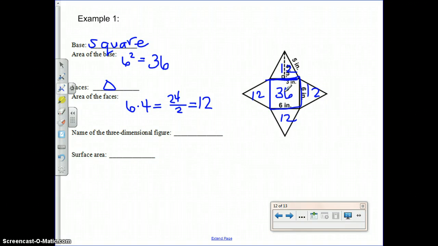So we can add that all up. And I'm getting 84 inches squared for my total surface area. And again, we said that this is a pyramid.